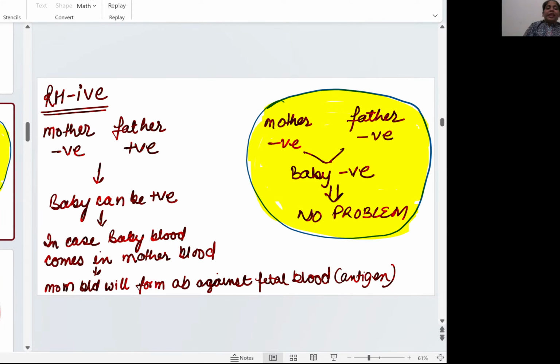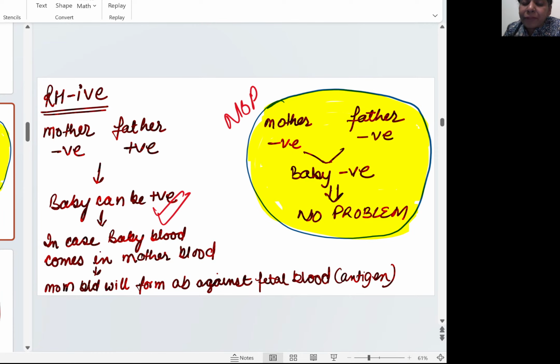Now, if mother is RH negative and father is RH positive, there are chances that baby will be positive. Then it is a problem. But if mother is negative and father is negative, then there is no problem. If both are negative, then there is no problem. Problem only arises if mother is negative and father is positive, because then only the baby will be positive. What problem happens if the baby is positive?